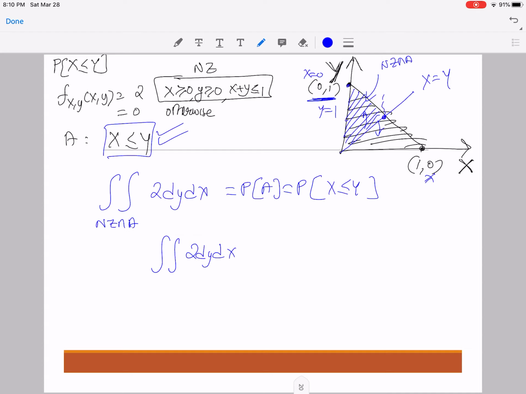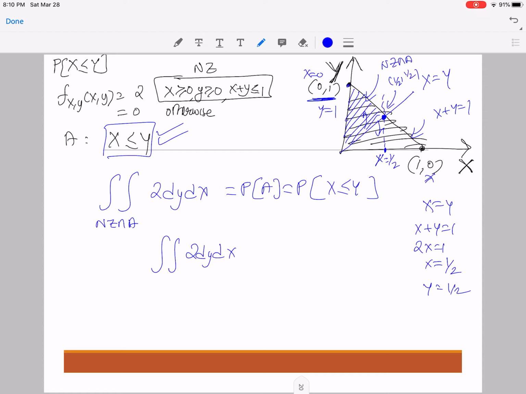This intersection point where x is equal to y and x plus y is equal to 1, let's find out what this point is. When x is equal to y, 2x is equal to 1, that means x is equal to 1/2. And y is also equal to 1/2. So this point right here is (1/2, 1/2). So x in this region can at most go to 1/2 but no farther.